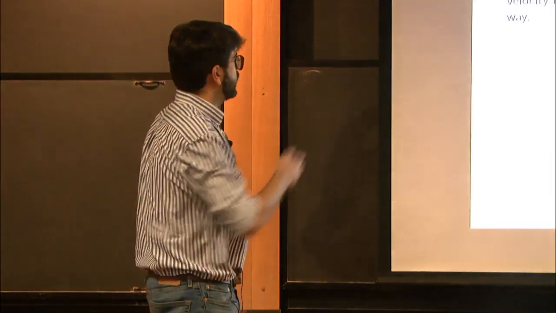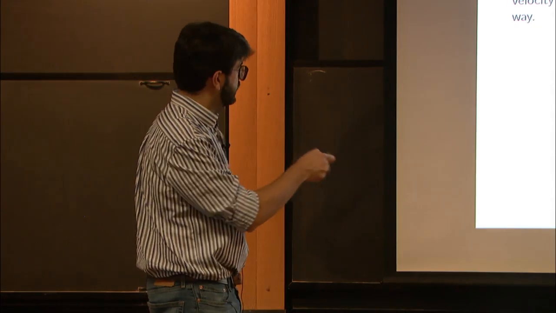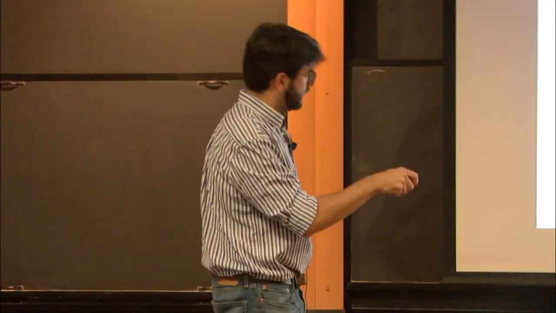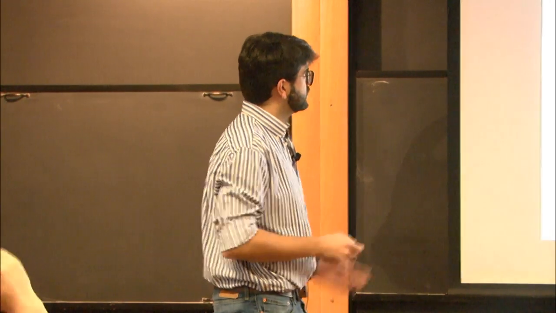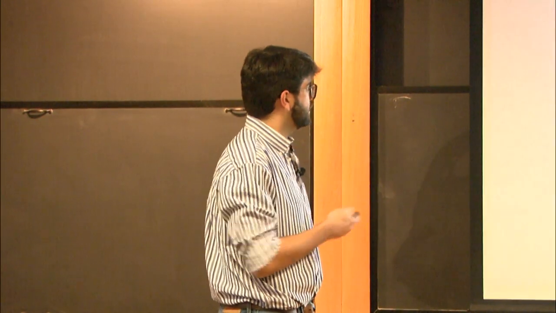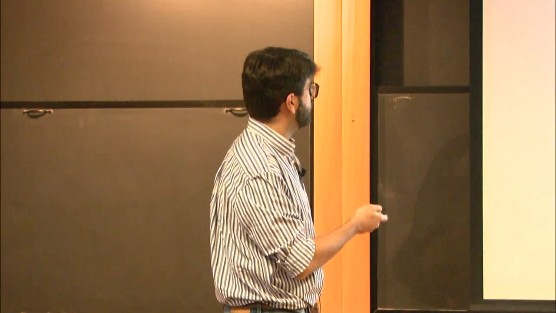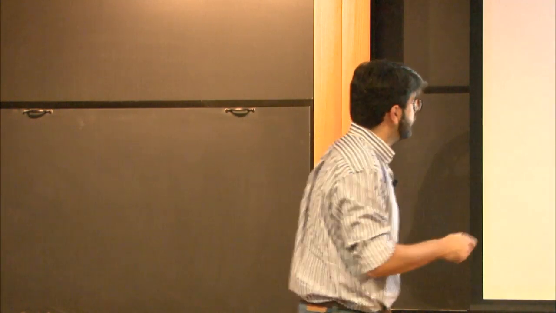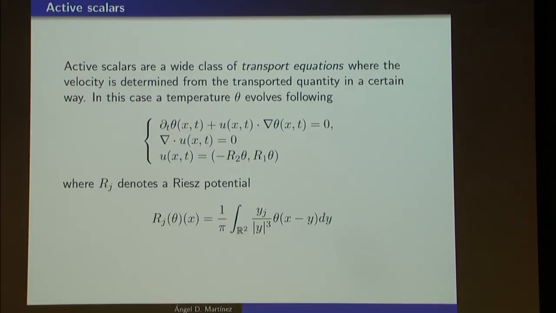Well, okay, so I'll be talking about an active scalar, a transport equation for an active scalar. So that means that we will be transporting just the function. Now, the function will be this theta. This is just to have some notation, then I will move to some of the history, and then I will tell you a little bit about the math.